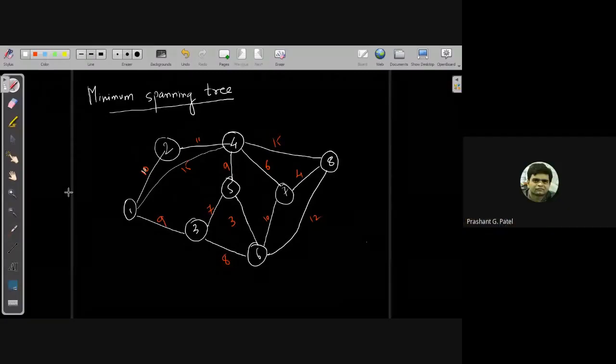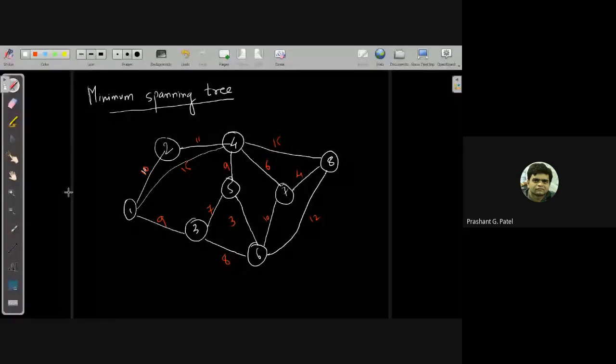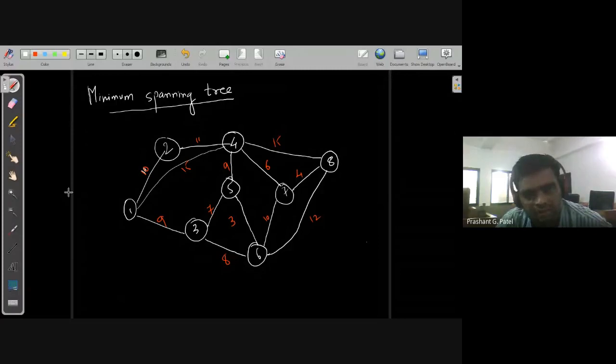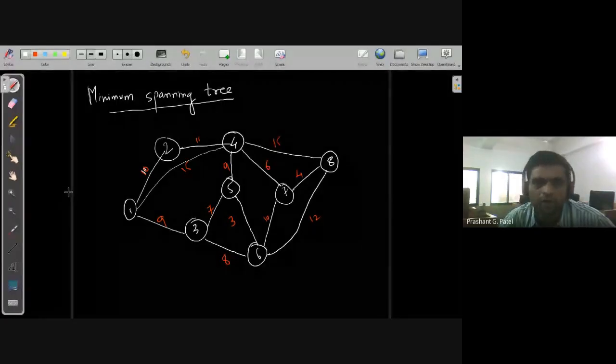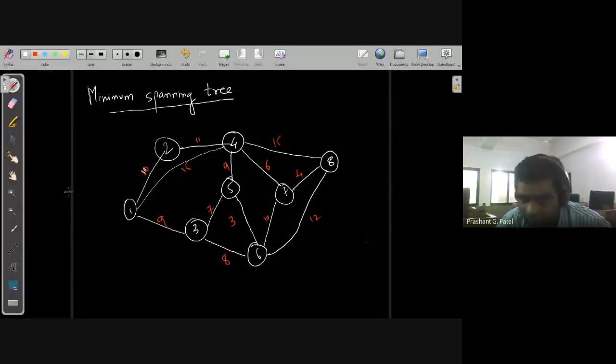Now, what is meant by a minimum spanning tree? As we have discussed, a spanning subgraph means the vertex set will not be changed. And a spanning tree means it has to be a tree which includes all the vertices. And a minimum spanning tree means we need to find a tree in which we can travel all the vertices with minimum cost. That is known as a minimum spanning tree. Okay?